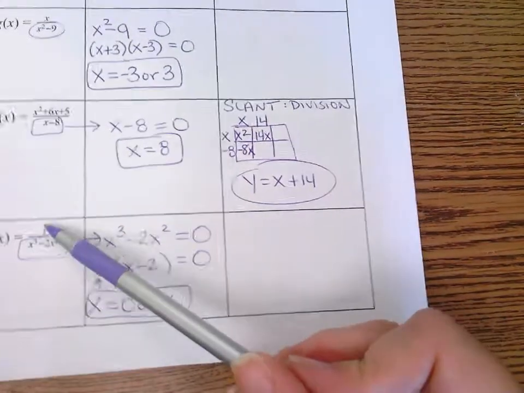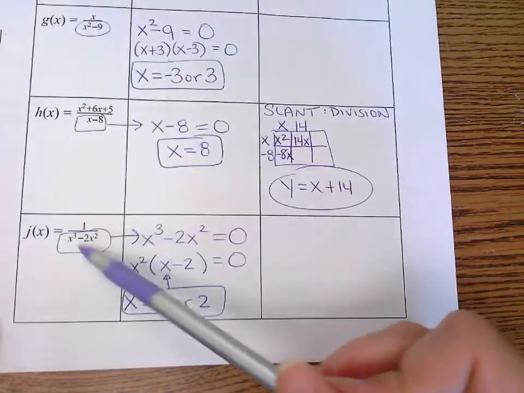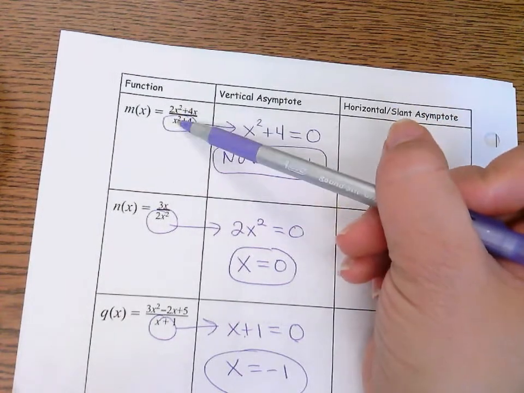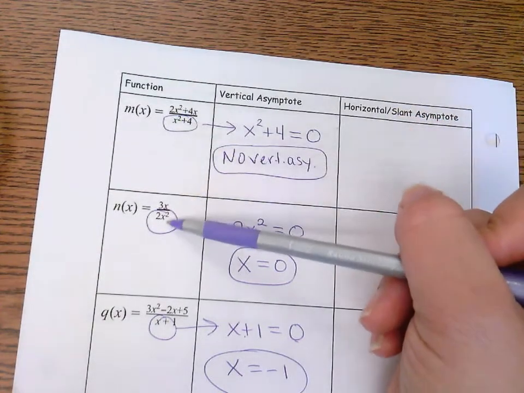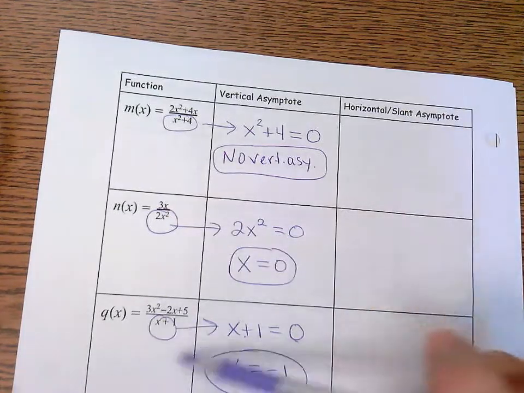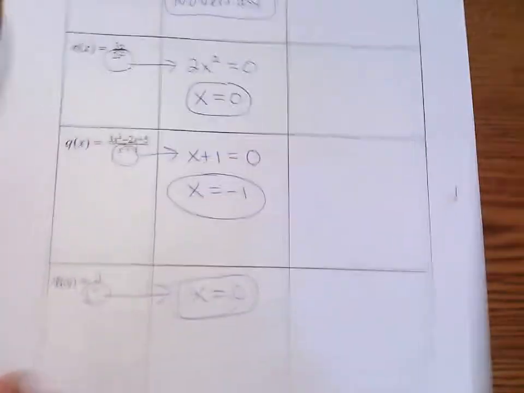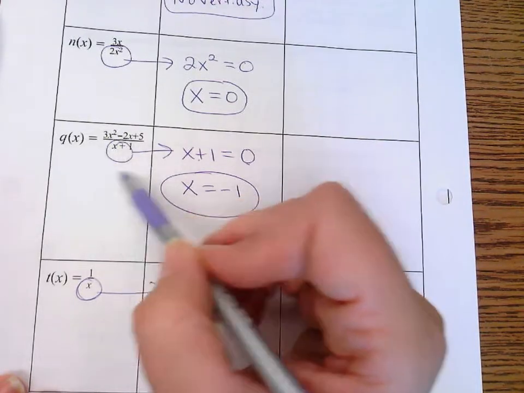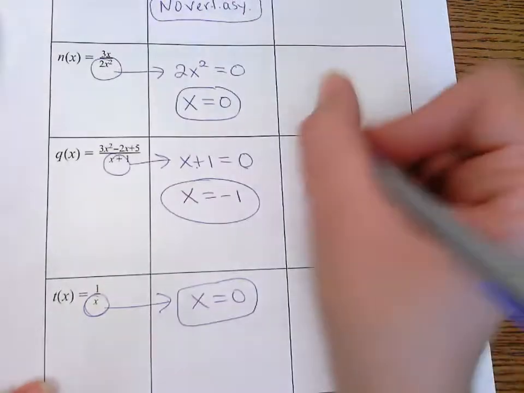Let's see, is the numerator bigger in j? No, it is not. Is the numerator bigger in m? Nope, they're both x squared. X squared's in the denominator. Q of x, it looks like the numerator is bigger, powered, x squared in Q of x. I'm going to do this one by synthetic division.